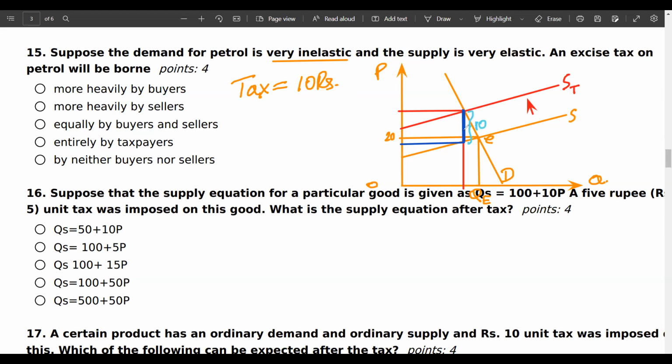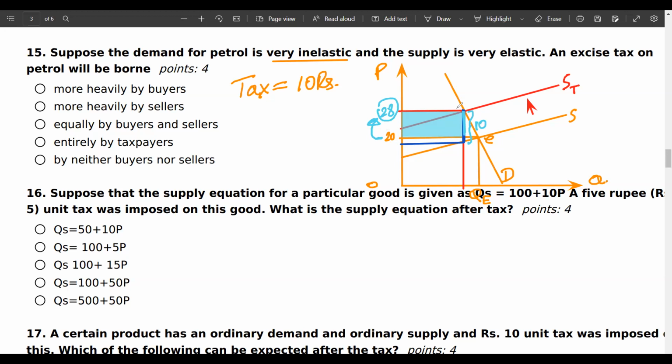And out of this whole 10 rupees, you see, a major part is above the 20 rupee line. That means this area is actually the increase in the price. So you have gone from 20 and up. So let's say the new equilibrium price is 28 rupees. Earlier consumers were paying 20, now they are paying 28.